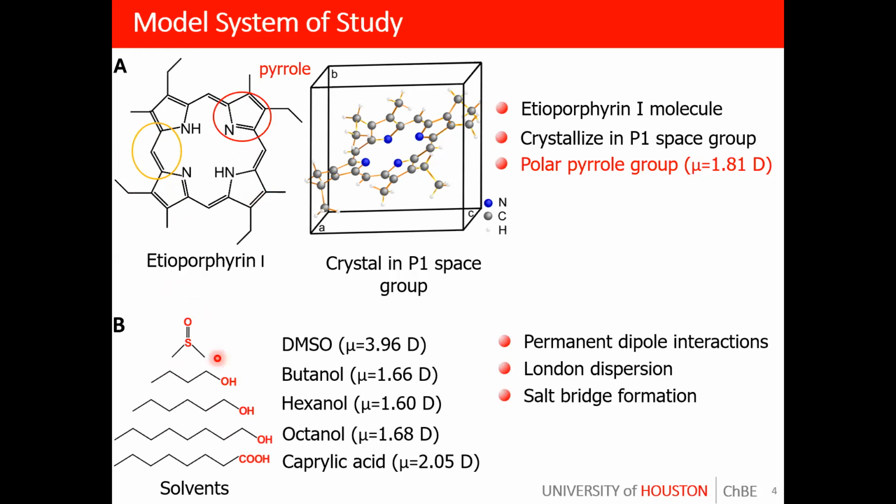And when we look into the solvents, we have chosen DMSO, which has a short alkyl chain length and a very strong dipole moment of its polar sulfonyl group. And we have also chosen alcohols like butanol, hexanol, octanol, having similar dipole moments of the OH group, but the alkyl chain lengths are increased as we move towards octanol. And we also chose caprylic acid to see the effect of its carboxylic acid group and whether it protonates the positive nitrogen of the pyrrole groups, that is, whether it forms a salt bridge or not.